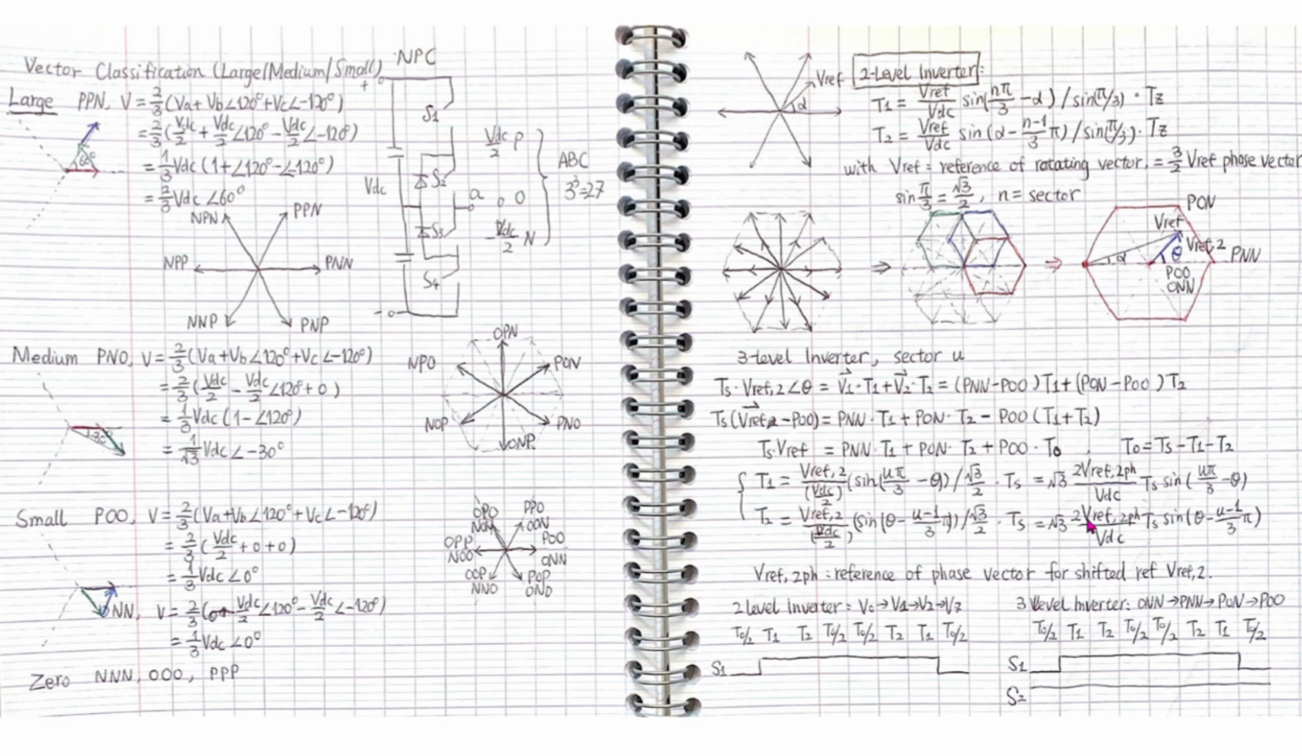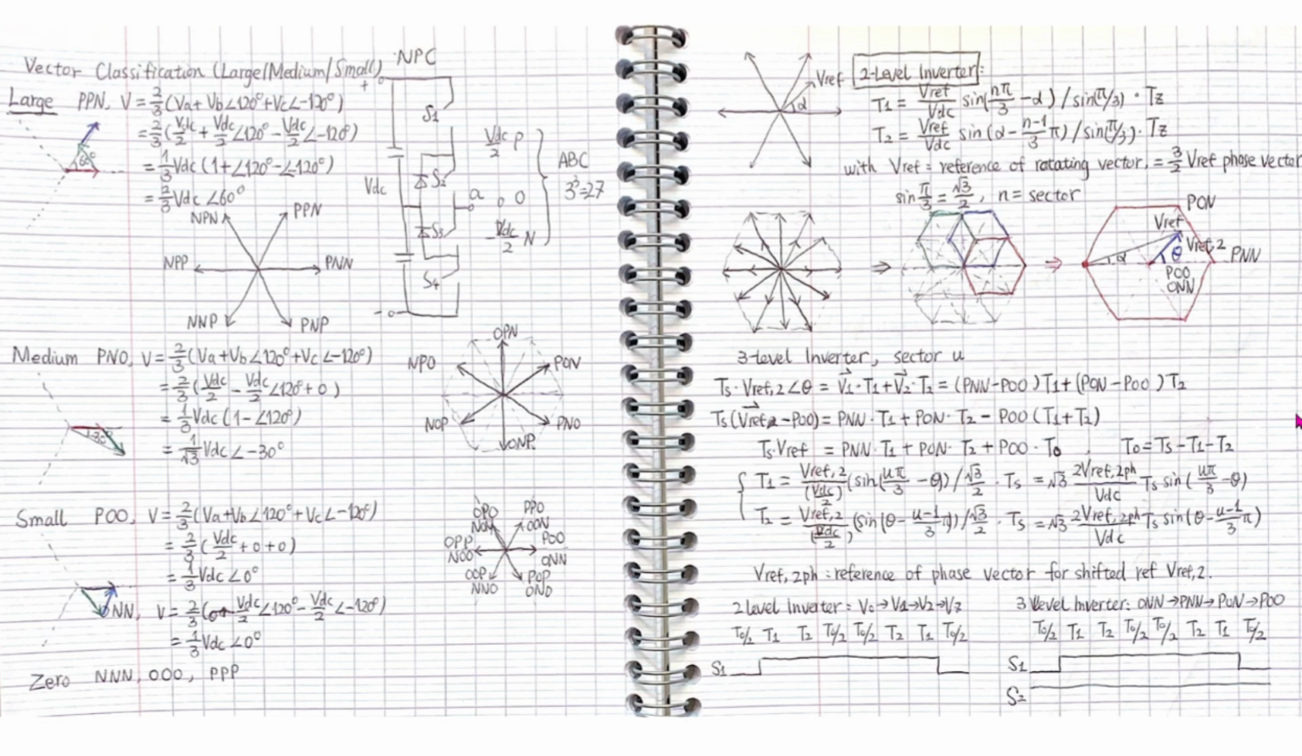Now it's time to decide on the PWM. We can follow the V0, V1, V2, V7 pattern like in two-level inverters. ONN can also be replaced by POO. They split the T0 evenly. We have S1 on when it's P, S2 on when it's O and P. Now the PWM is produced for sector 1 in the small hexagon 1.